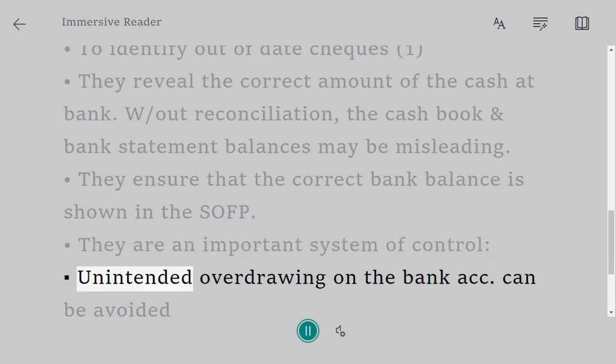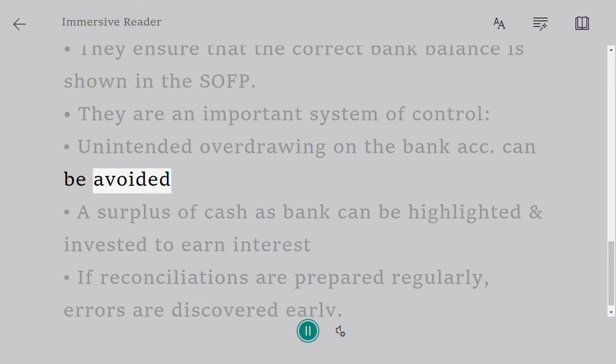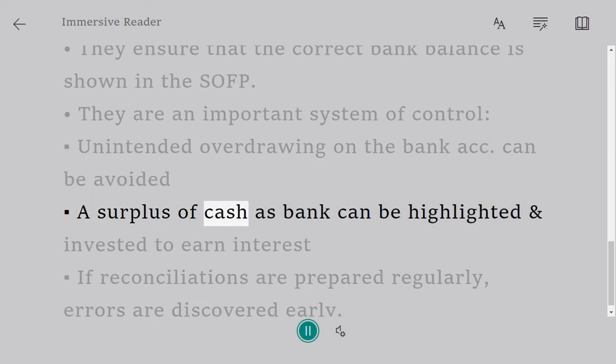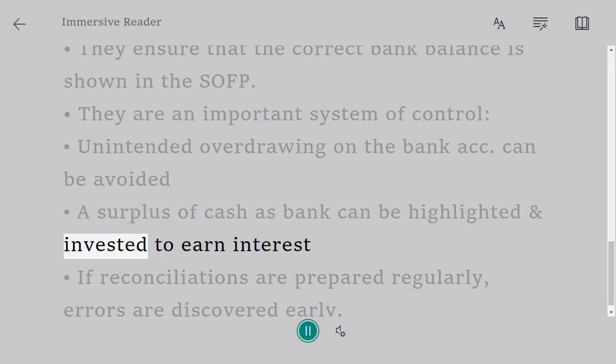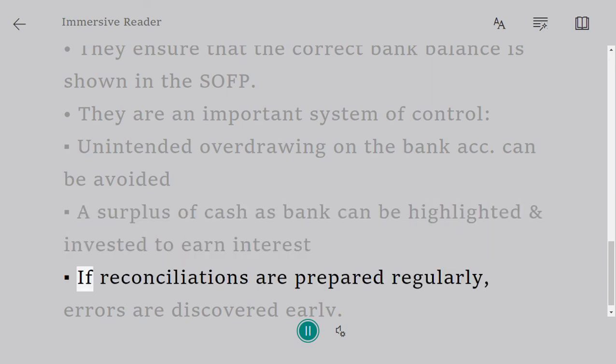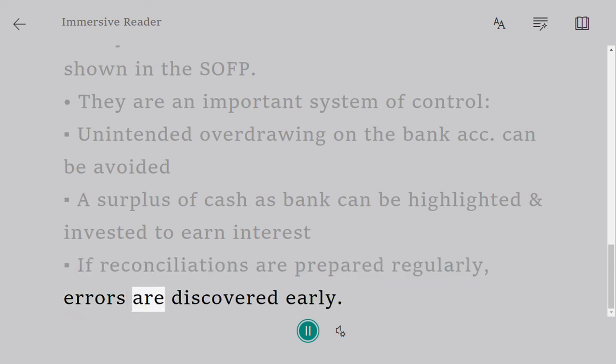Unintended overdrawing on the bank account can be avoided. A surplus of cash at bank can be highlighted and invested to earn interest. If reconciliations are prepared regularly, errors are discovered early.